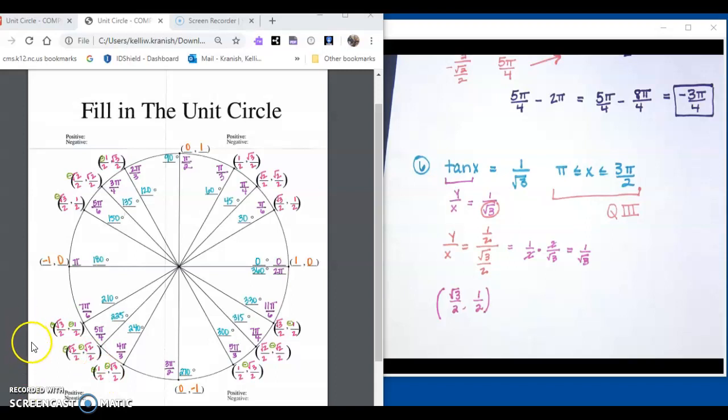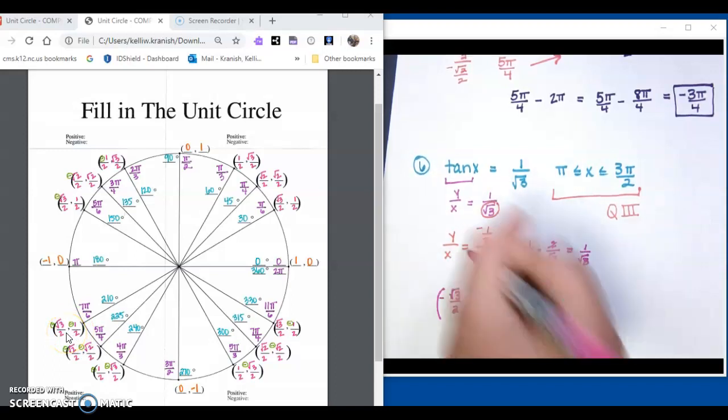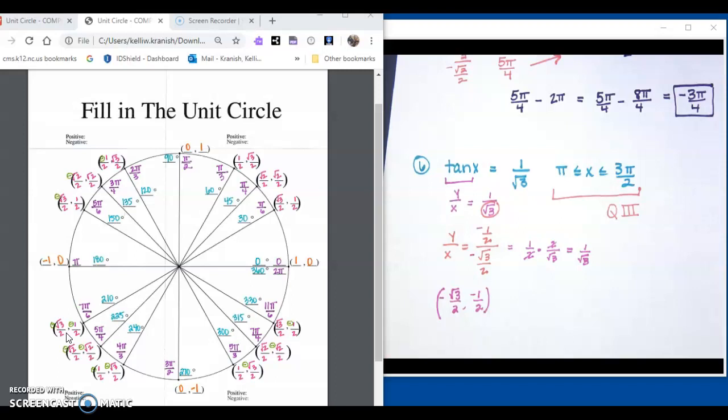So now we're in quadrant 3. If you notice, we don't have this exact point, but we do have this point right here where they're both negative. Since they're both negative, when you divide by a negative, it will be positive. So that is going to be the correct ordered pair, and that happens at 7 pi over 6 for that answer.